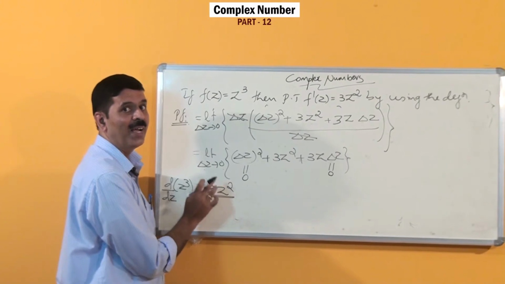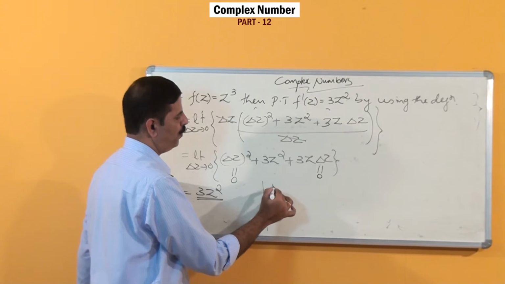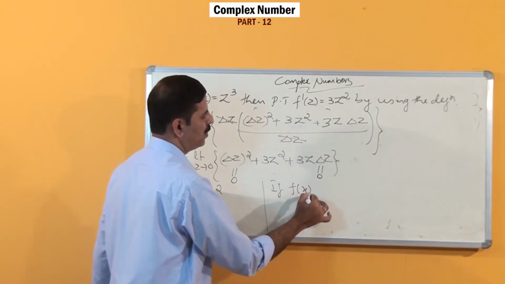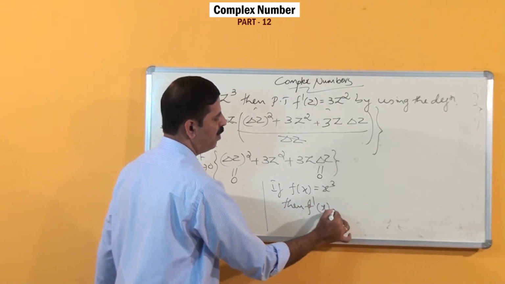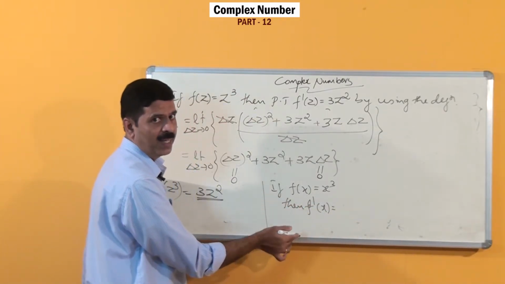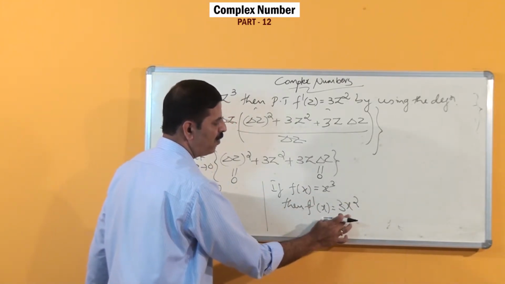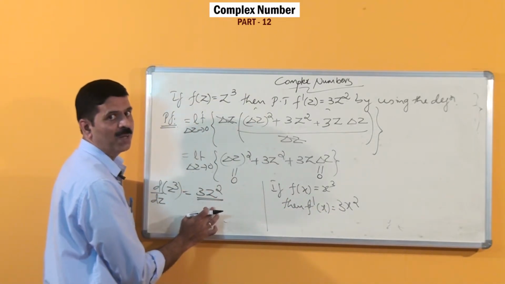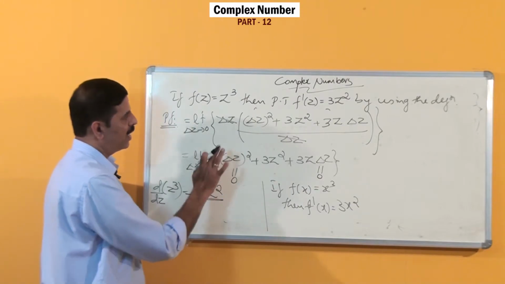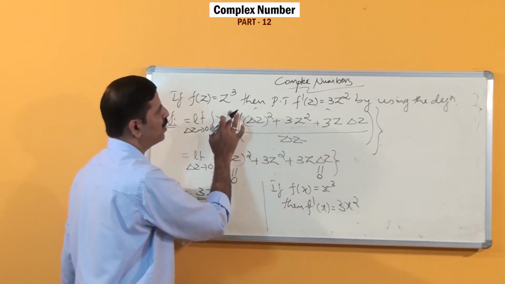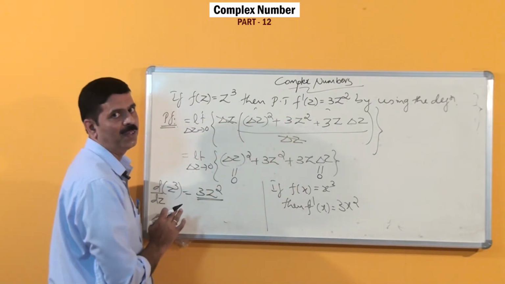As you did in real numbers, if f of x is equal to x cube, then what is the derivative? You write it in this form, f dash of x or d by dx, one and the same. It is nothing but 3x square. In the same way, you have got in complex numbers also that the derivative of z cube is 3z square. Again, in the same manner, you can solve other problems also. This is purely by using your definition.